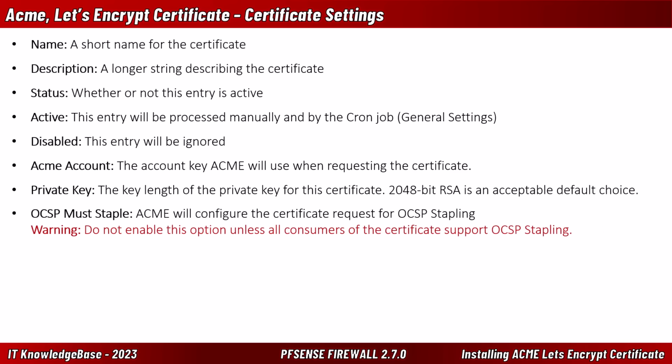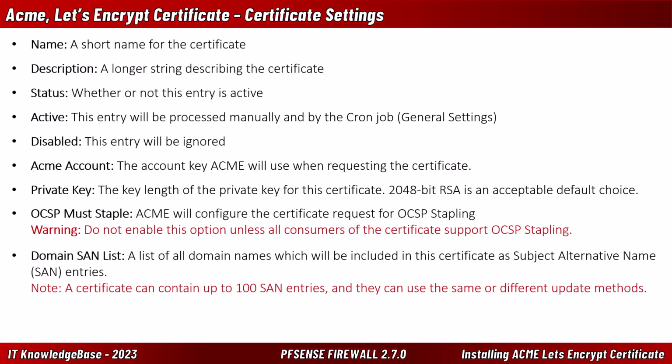OCSP must staple. When set, ACME will configure the certificate request for OCSP stapling, but here is a warning: do not enable this option unless all consumers of the certificate support OCSP stapling. Domain SAN list: a list of all domain names which will be included in this certificate as subject alternative name entries. Please note, a certificate can contain up to 100 SAN entries and they can use the same or different update methods. Each SAN must be individually validated by Let's Encrypt before a certificate will be issued.